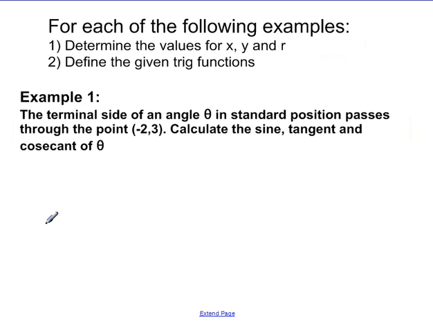Okay, so what we're going to do now, for each of the following examples, we want to determine the values for x, y, and r. We want to find the given trig functions. So the terminal side of angle theta in standard position passes through the point (-2, 3). Calculate sine, tangent, and cosecant.